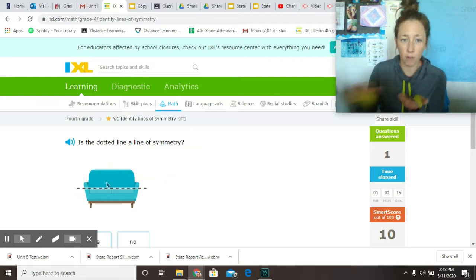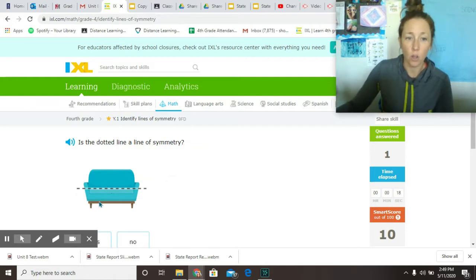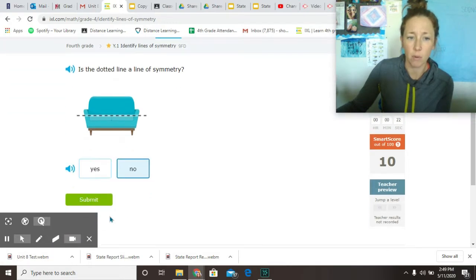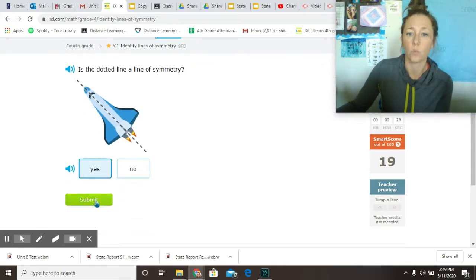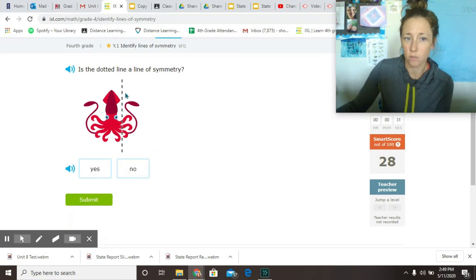The couch. If I fold the couch in half right here, would it be equal? No. One side would have legs. One side would have the top. It wouldn't look the same on both sides. The rocket ship. Is the same on both sides. Yes.